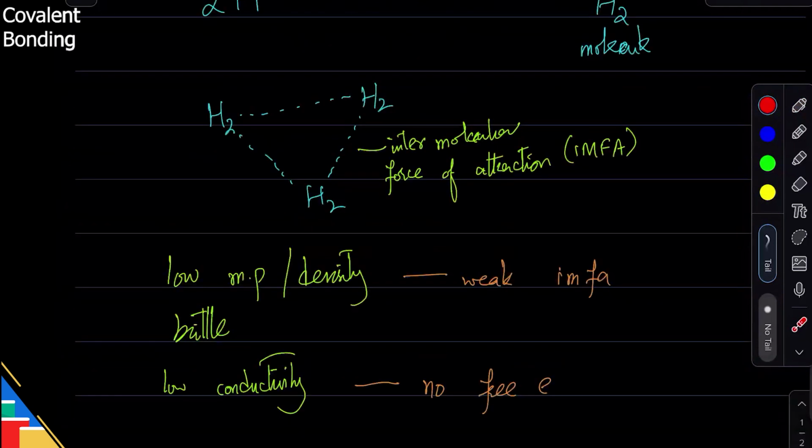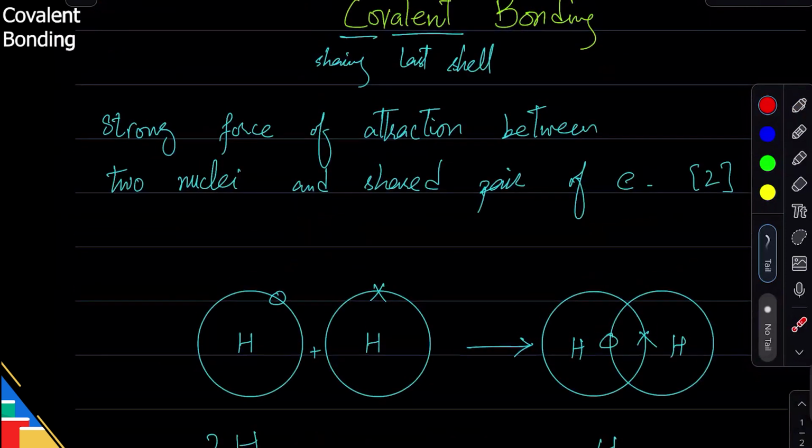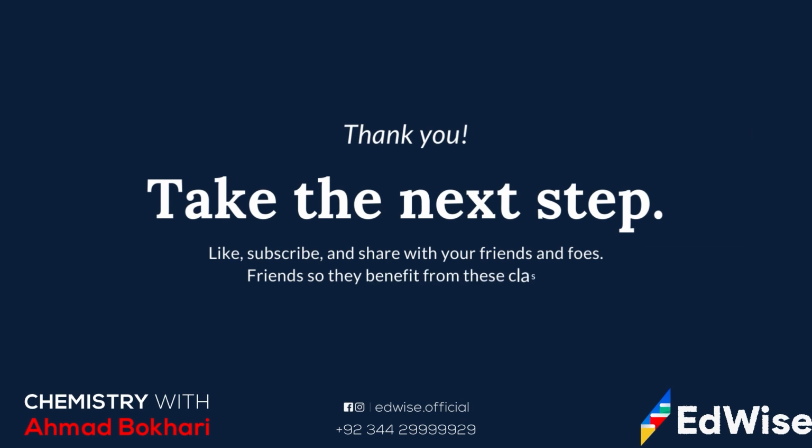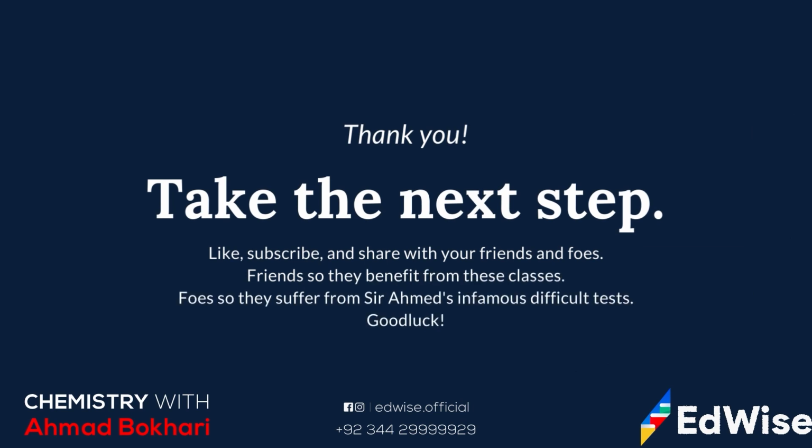So that's the molecular form of covalent bonding, which we call simple covalent bonding. This is our structure and this is our bonding. The examiner always asks, use structure and bonding to answer this question. So when you answer it, you have to talk about both structure and bonding.